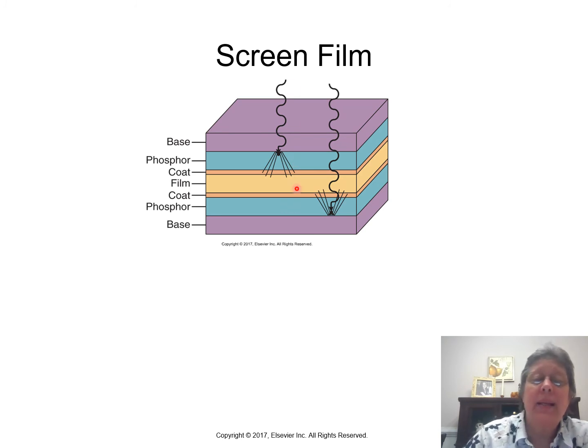So what happens is when the X-ray photons penetrate through the cassette, they hit the phosphors, start to glow and emit that light. And in our case, we want it to be the green light. And then the green light is what actually makes the film capture that latent image.